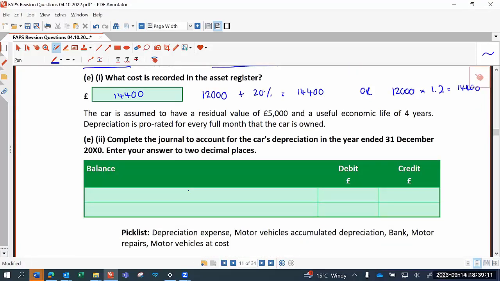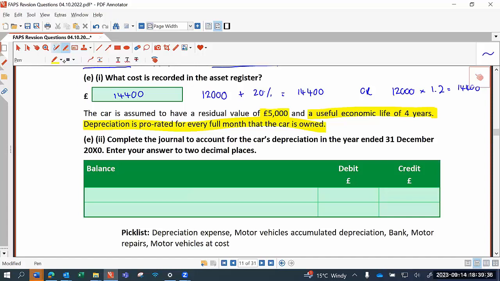Now, thinking about this car a little bit further, the car is assumed to have a residual value of £5,000. Find the highlighter here. And a useful economic life of 4 years. Depreciation is prorated for every full month that the car is owned.